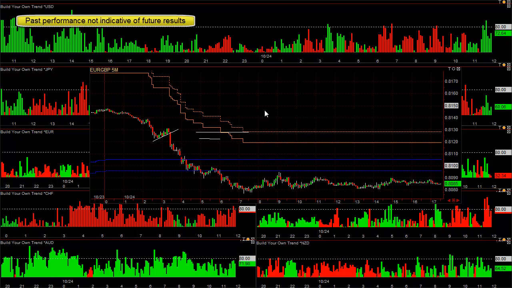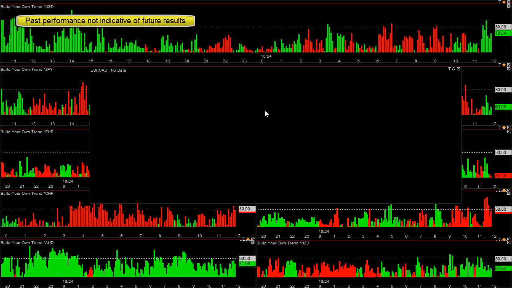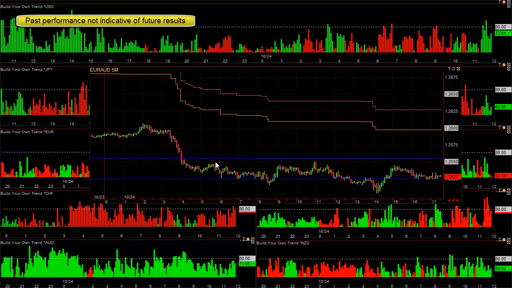I'm not taking any more shorts because it's more likely to reverse. Let's just take a look at what this looks like with the Euro Australian, which we showed earlier. Again, notice the trend down. Most of the time the market reverses somewhere around the 1.0 and below.